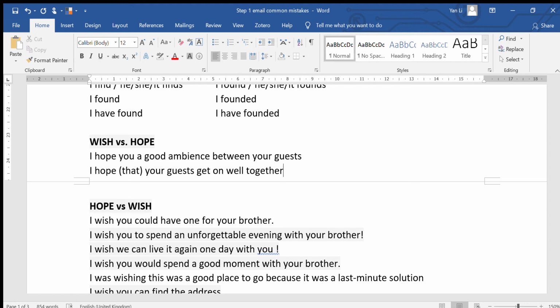It's very subject, verb, object. We've got our first subject and our first verb, "I hope," and then this is sort of like our next object. But here we've got "your guests," subject, "get on," verb, "well together," another object. So whenever you're thinking about saying something in English, really think subject, verb, object, SVO.